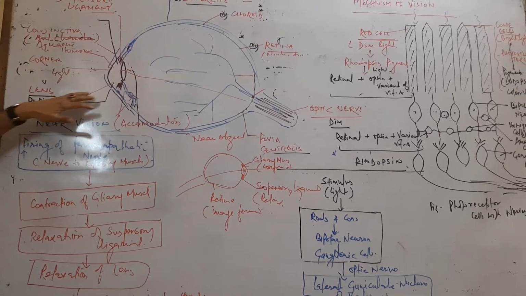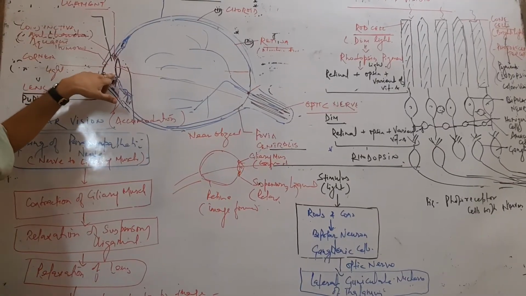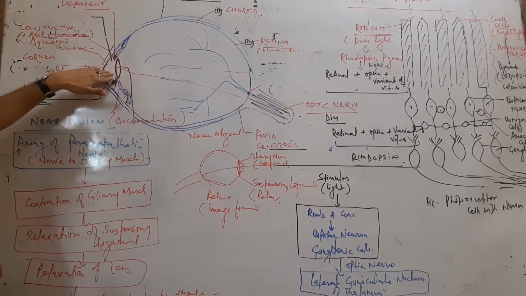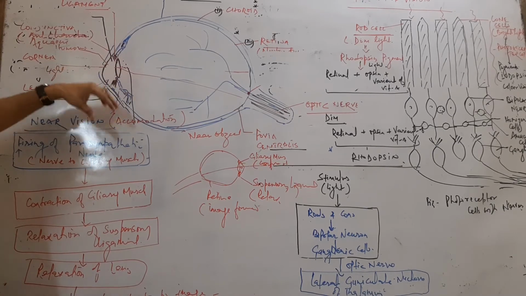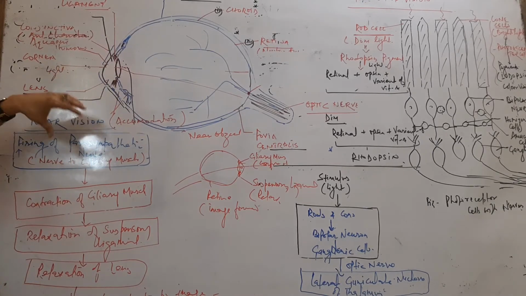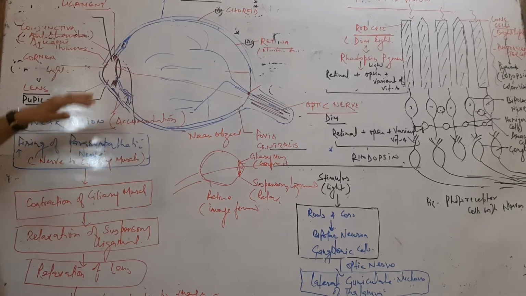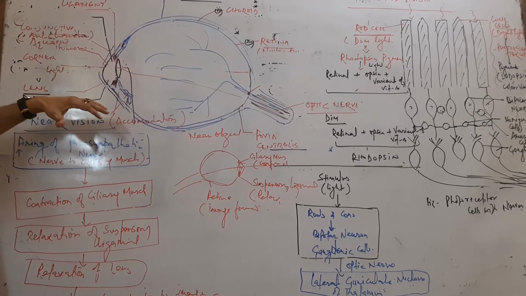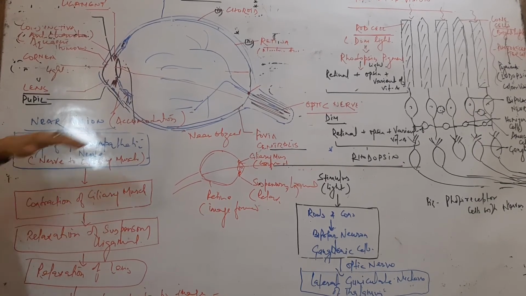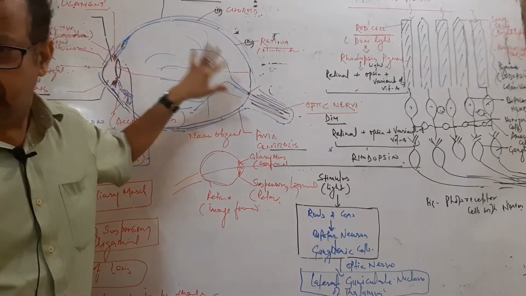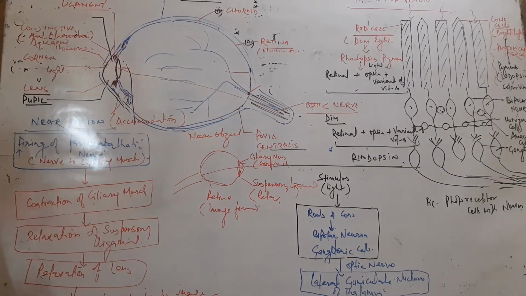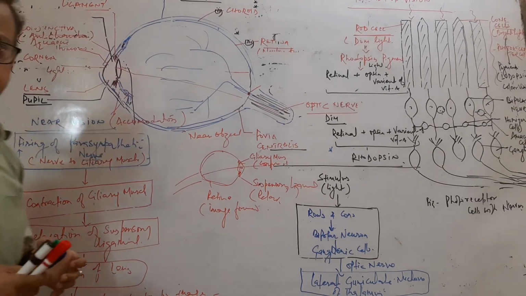Another defect is called glaucoma. In glaucoma, more aqueous fluid or aqueous humor is produced by the ciliary body, which increases the viscosity. Increased viscosity means more refraction takes place, so there is a defect in the formation of the image on the retinal surface. This is related to glaucoma. So these are the defects of the eyes.